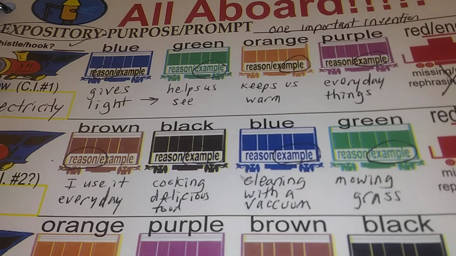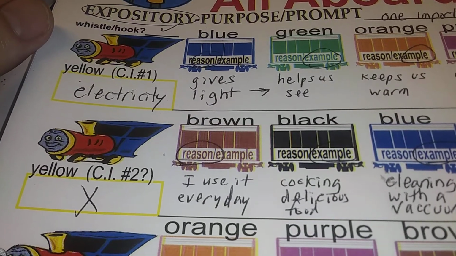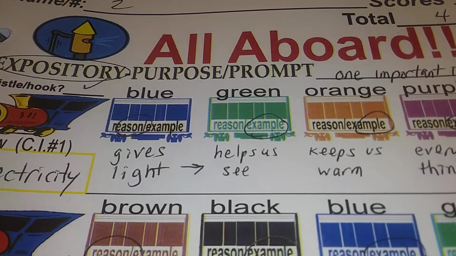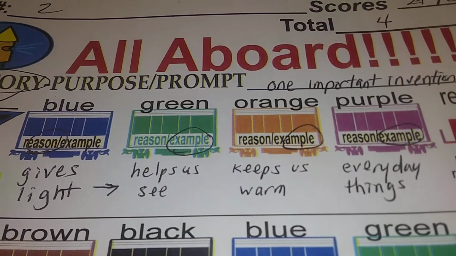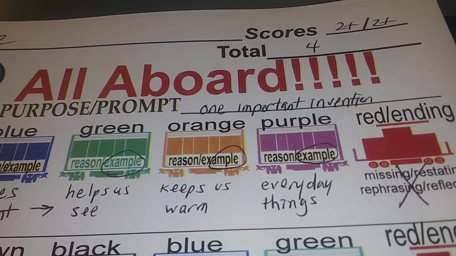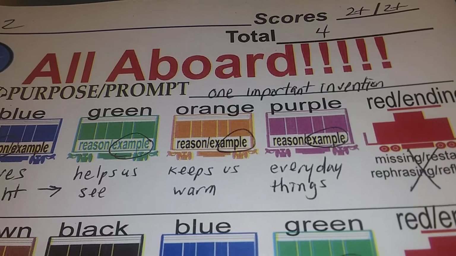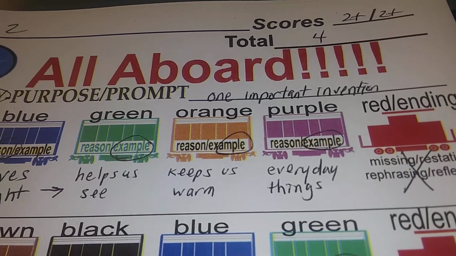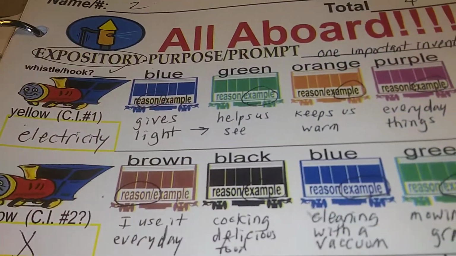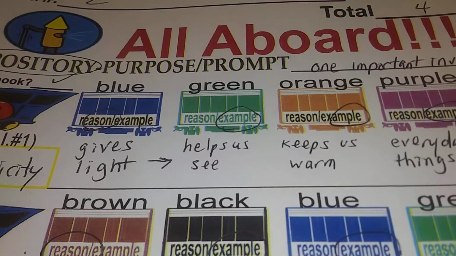So this student said that electricity was his or her most important invention because of the reason that they give light. The examples are they help us see, they keep us warm, and they help us with everyday things. Well, those first two are more specific. That one's too vague, so I would say remove the everyday things one because it doesn't really help you with the development. But then the second reason is that you use it every day. Well, you're already using it every day because it gives you light, it helps you see, it keeps you warm.